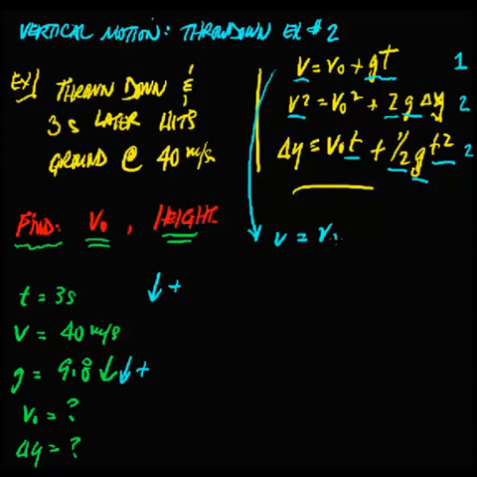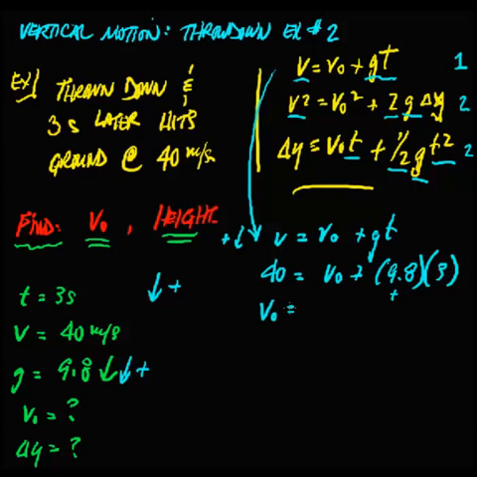So v equals v0 plus gt. I'm picking positive down again, I'll just put that there to remind me. Final velocity is 40. Initial we don't know. Gravity is 9.8. I make it positive because it is downwards. And the time we're told is 3 seconds.